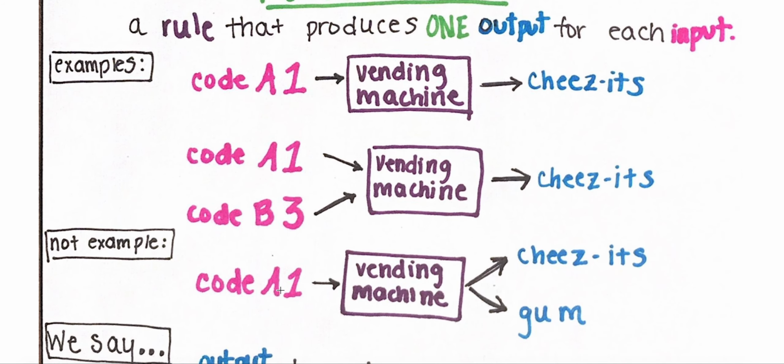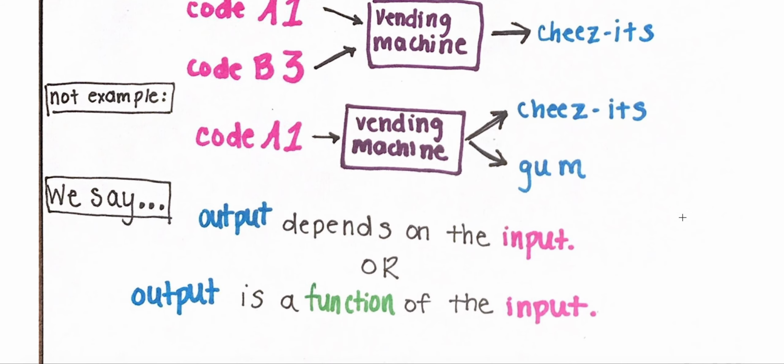When something is not a function, this is what it looks like. So it's the idea that I can't press the button A1. So if I code A1 to the machine, it's not going to produce Cheez-Its or gum. It's not going to produce two different outputs because a function's a rule that only produces one output for each input. So I can't have two. So think about it. Unless you have a broken vending machine or you hit the side of it, but we're not going to do that. If you plug in A1, your vending machine's only going to give you one snack. It can't give you two different snacks.